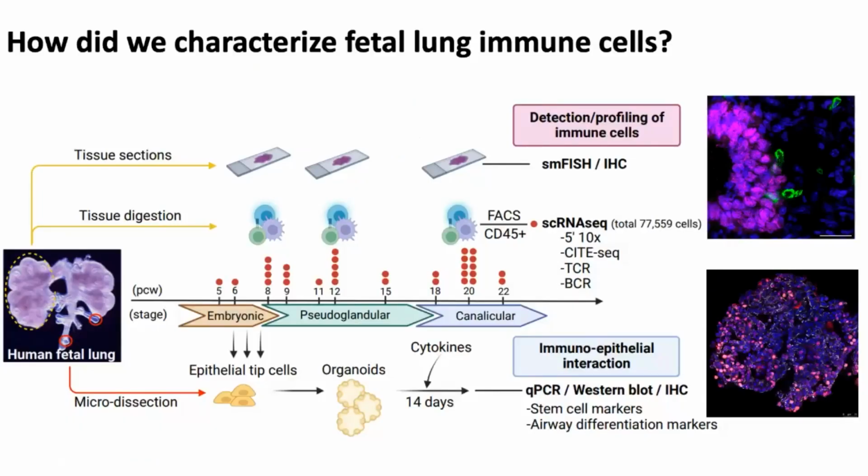For our study, we used samples aged between 5 and 22 post-conception weeks, which spans the embryonic, pseudoglandular, and canalicular stages of lung development. We isolated CD45 positive immune cells from human fetal lung tissue via digestion and used them for single-cell RNA sequencing, CITE-seq, and TCR and BCR analysis. We also used lung tissue for immunohistochemistry and single-molecule FISH to characterize and validate specific immune cells, and we used embryonic lung samples to generate lung organoids for studying immune cell epithelial communication.